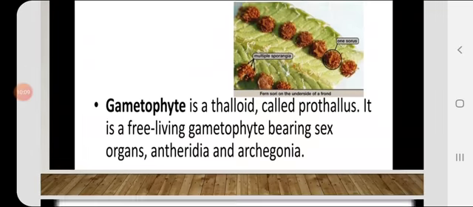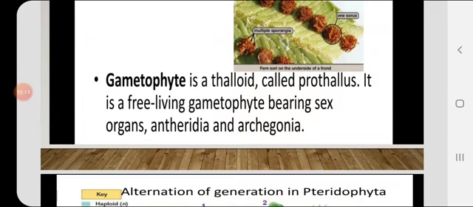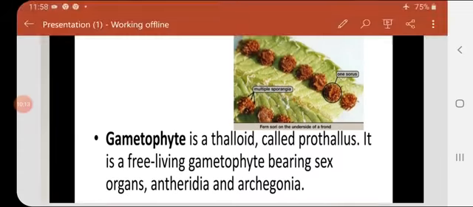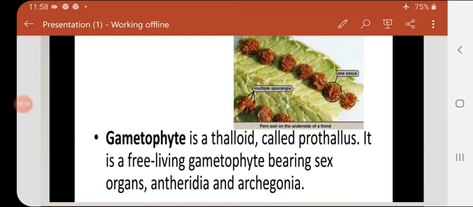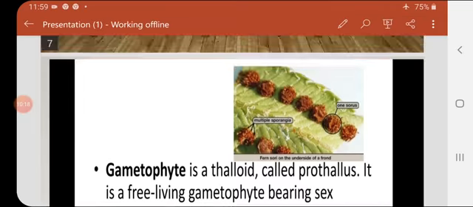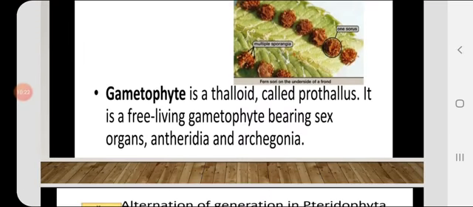Next is the gametophytic phase. We have seen the sporophytic phase. The gametophytic phase is thalloid, and it is called prothallus. It is a free-living gametophyte bearing sex organs such as antheridia and archegonia. The male reproductive part is known as antheridia and the female reproductive part is known as archegonia. So, we have to study the gametophyte in short. Gametophyte is thalloid, that means flat.